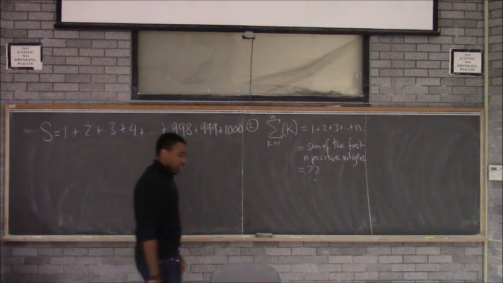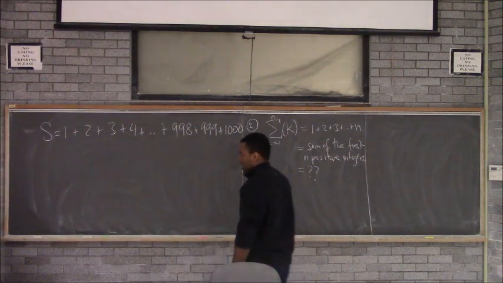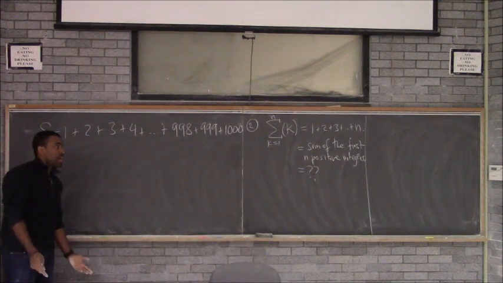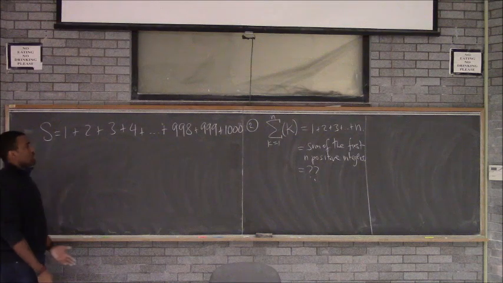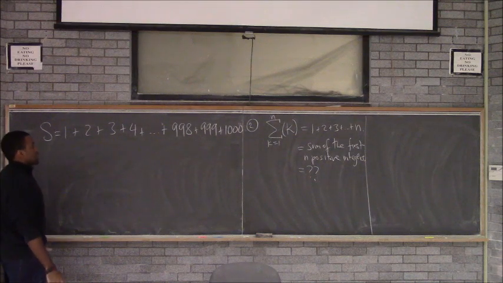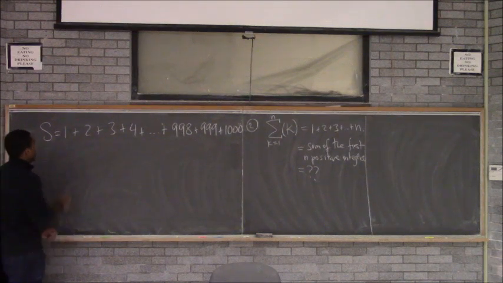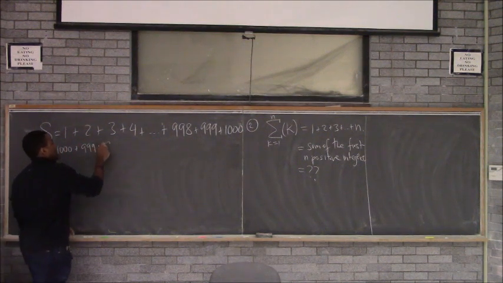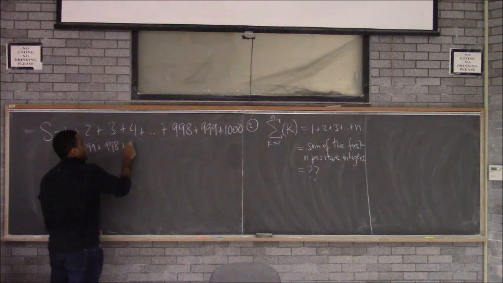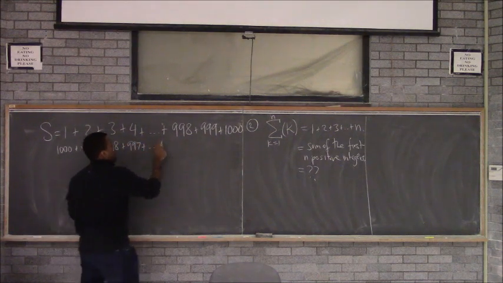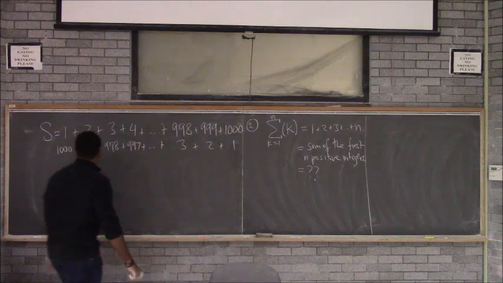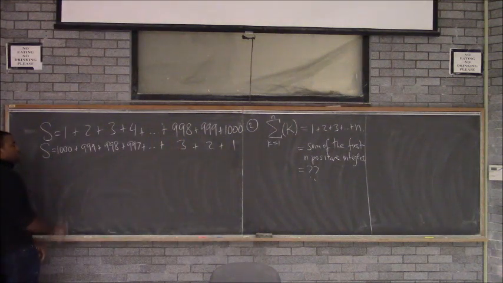Here's something that he noticed. If you add 2 plus 3, it's the same as adding 3 plus 2. The order that you add things doesn't really matter. So what he decided to do was turn the numbers around: 1,000, 999, 998, 997, and this would be 3, 2, 1. That's just another way to write the same number.